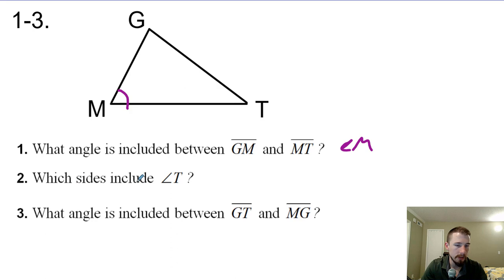Which sides include T? So T is included by sides MT and GT. Okay, so MT and GT would include this angle T. What angle is included between GT and MG? So GT and MG would be angle G. So that would be angle G.